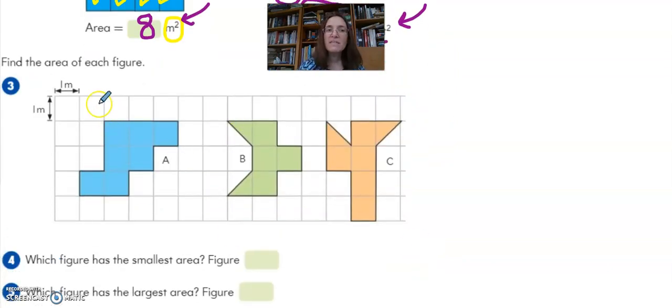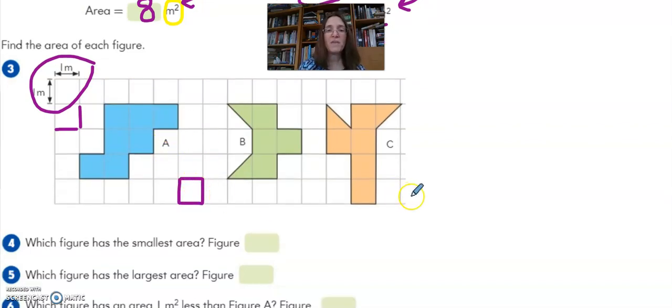Now on this challenge, they're putting everything on the grid, and then they're telling you up here on the key that each one of these distances across or up and down represents 1 meter. And that means just one of these squares will be 1 meter squared. And I will outline this one in purple for you. So here we have A, B, and C.